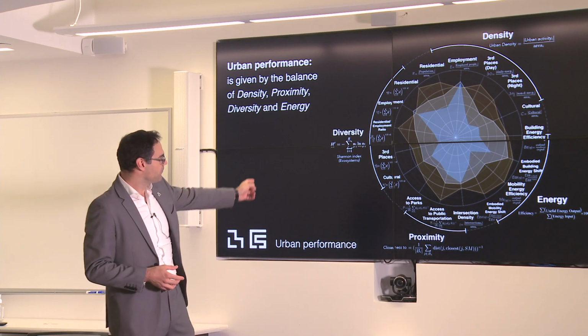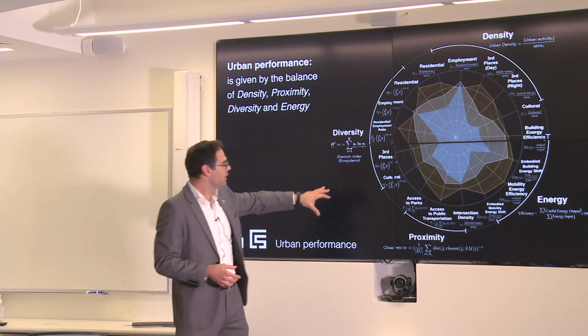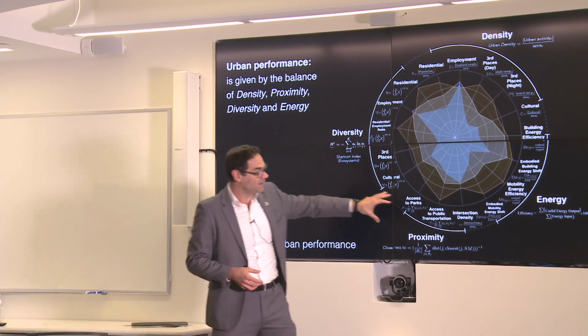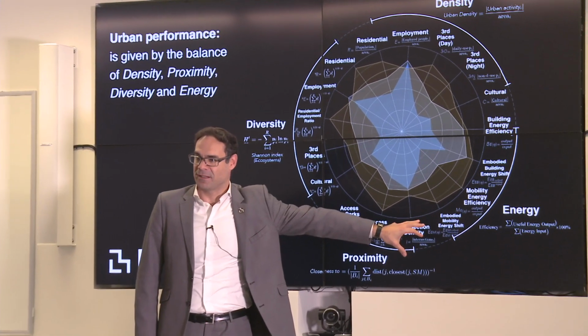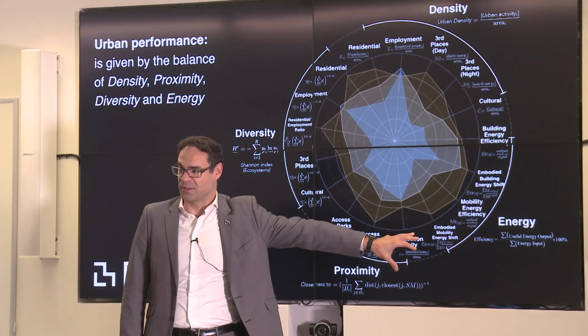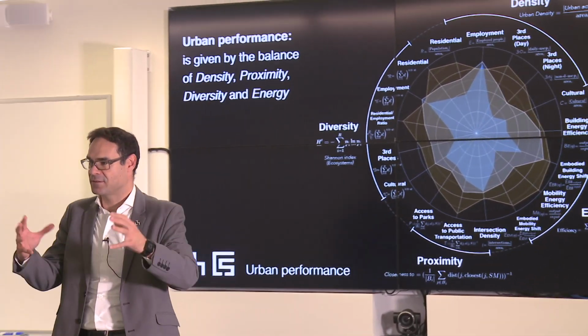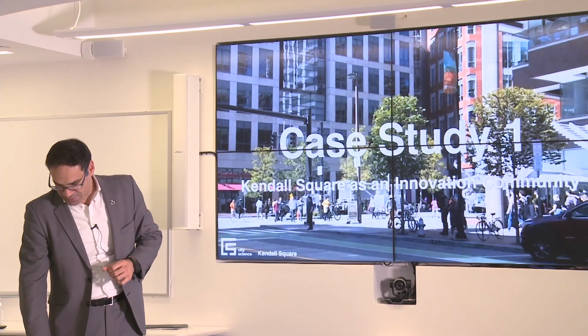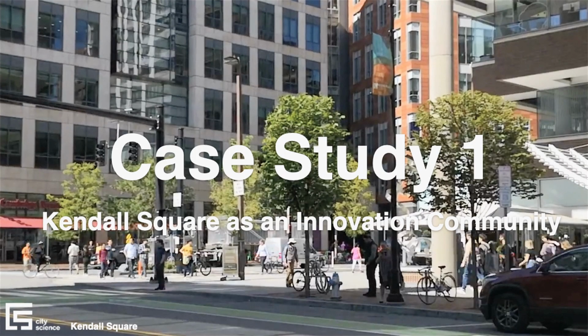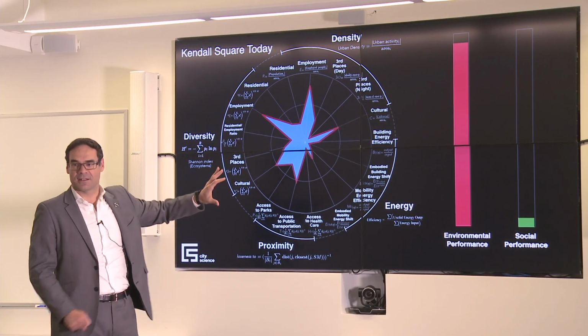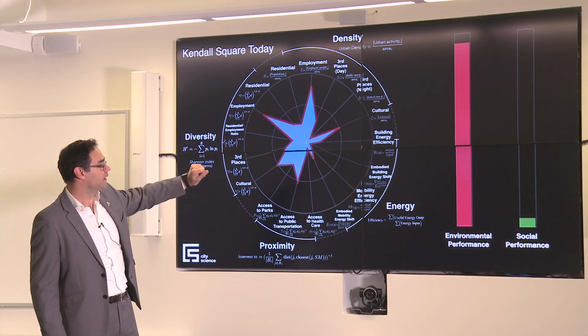As you can see, this was the first radar, where we were already looking into density, diversity, and proximity. We had energy all the time under the radar. We included energy because we thought it was quite important. And we started putting all the mathematics together, and we started looking into the case study of Kendall Square. So then we made the first iteration with Kendall, and this is a little bit the radar of Kendall. We will go through that.